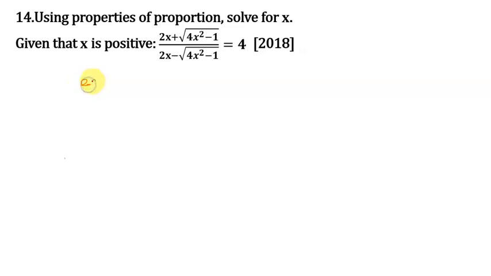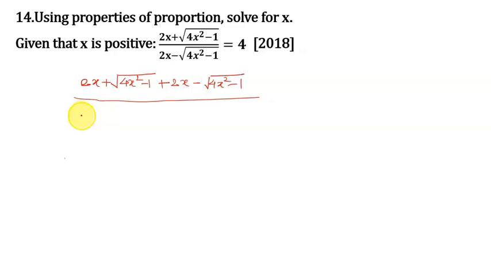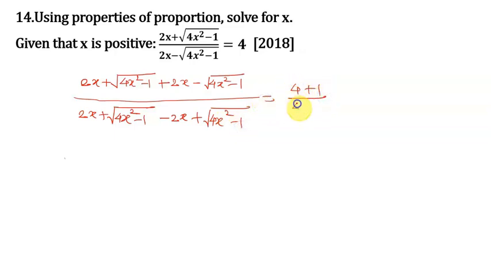Okay, here 2x plus root of 4x square minus 1 plus 2x minus root of 4x square minus 1, this whole divided by 2x plus root of 4x square minus 1 minus 2x, this minus and minus that will become plus, here you will get root of 4x square minus 1, and that's equal to (4 plus 1) upon (4 minus 1) is equal to 5 upon 3.